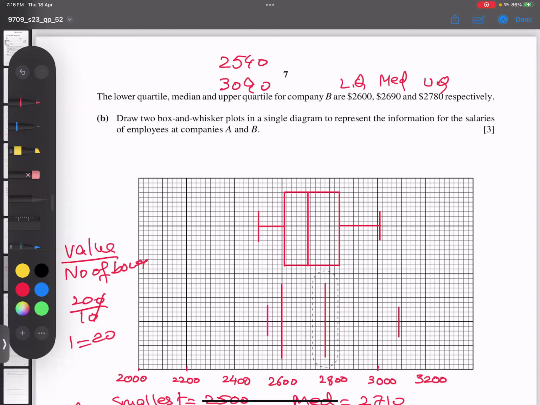This is 2780. And what is the median? So the median is 2690. 2690: 26, 20, 40, 60, 80, and 90 here.